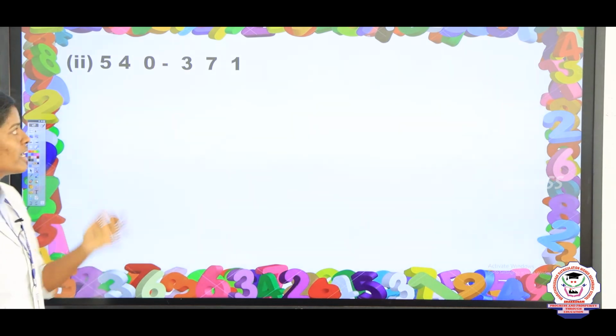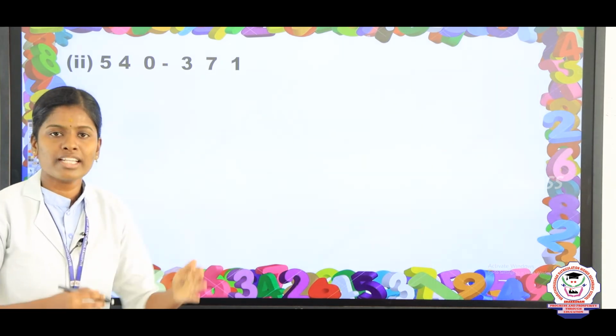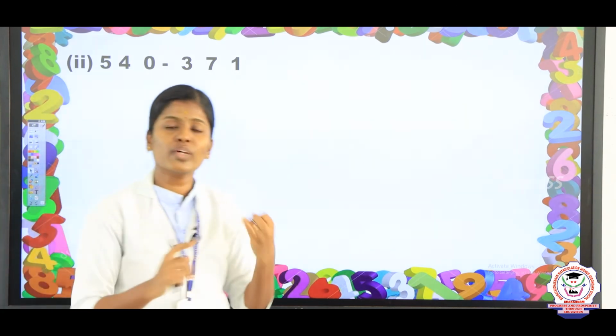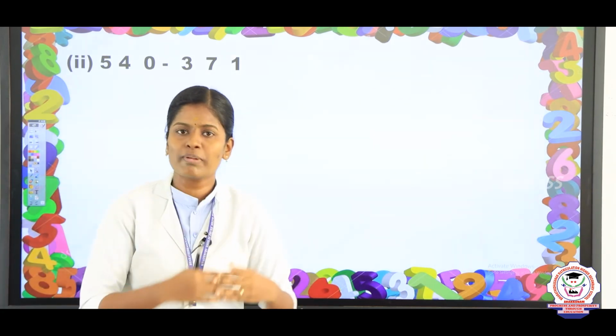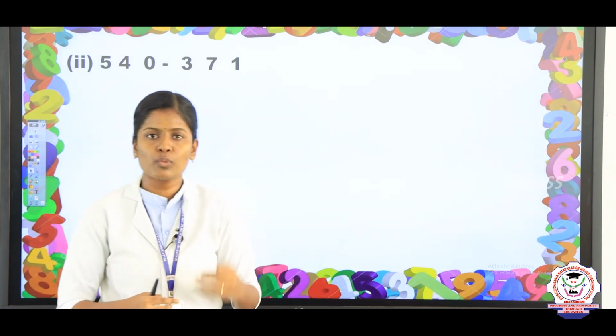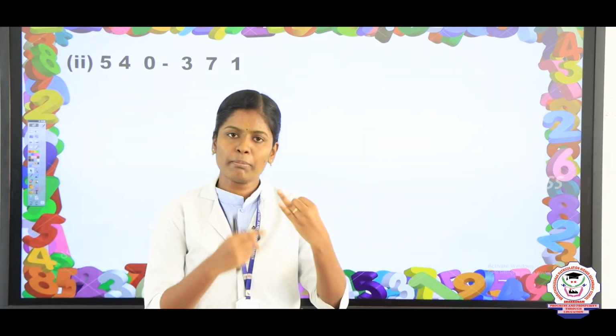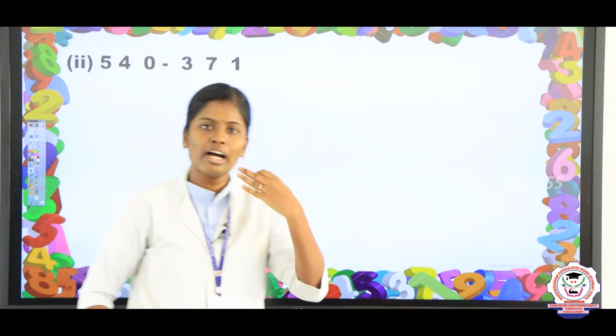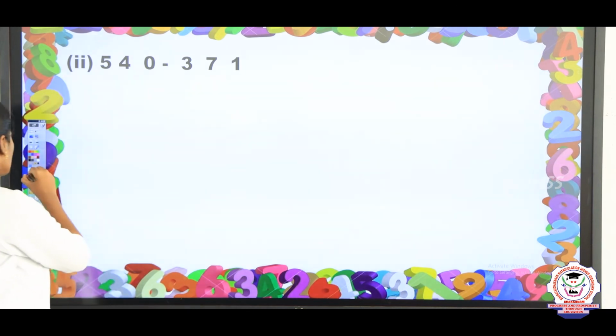So next question is 540 minus 371. So what is our first procedure? We need to write the place values. What is the first place value? The first place value is ones. And what is the second place value? Very good. Our second place value is tens and our third place value is hundreds. So write the place values.